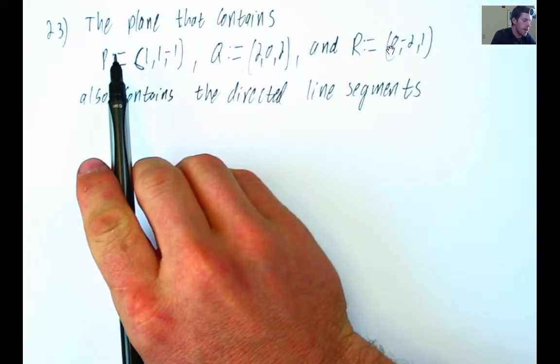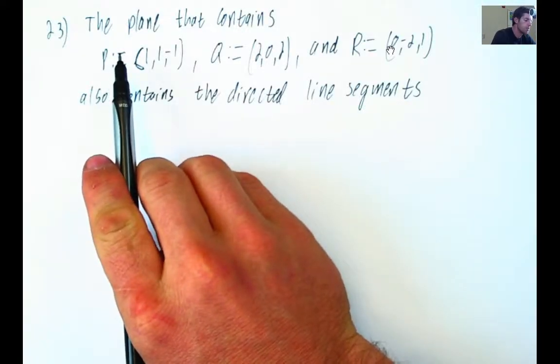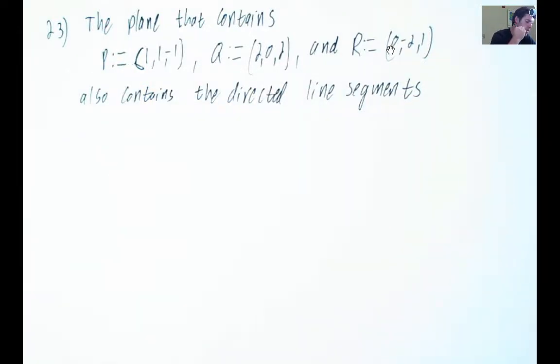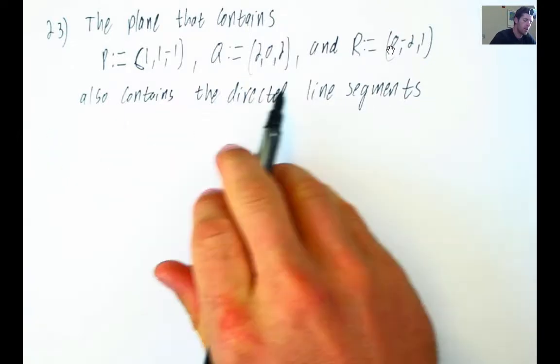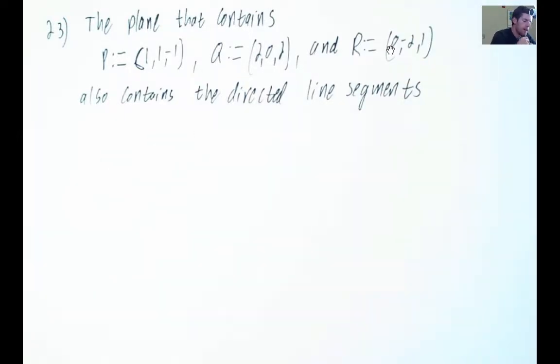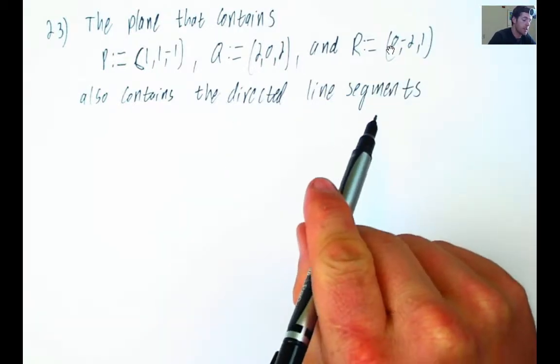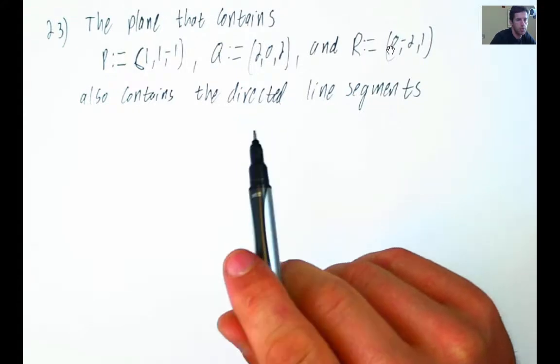Here I am looking for a description of a plane that contains 3 points as an algebraic equation. So I want to find an algebraic equation whose solution set is the plane containing these 3 things. And this is where I'm going to start. The plane that contains these things also contains some directed line segments. I'm going to think of those directed line segments as vectors to help me get a normal vector.